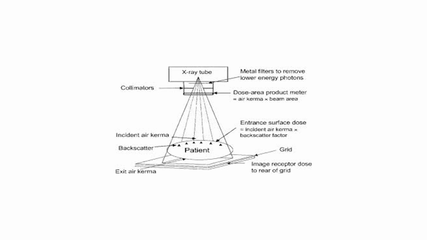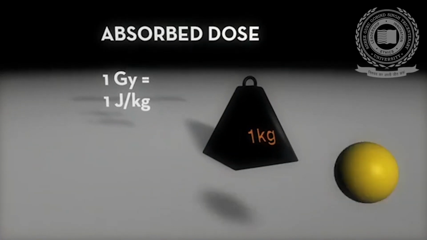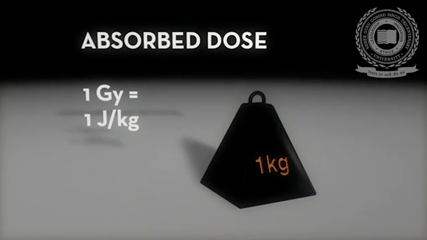Now talking about the next, that is absorbed dose. The radiation quantity used to express the concentration of radiation energy actually absorbed in a specific tissue, and this quantity is directly related to biological effects. Its conventional unit is rad and its SI unit is gray.